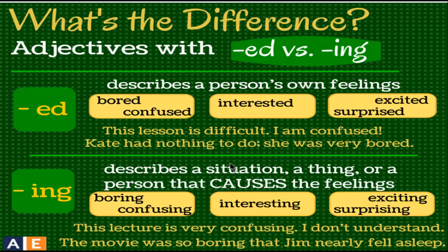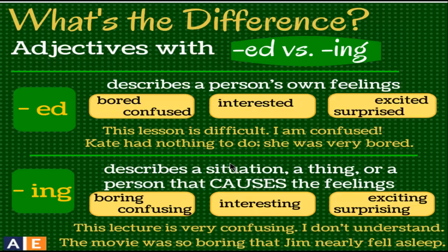So, what's the difference? As we said, adjectives with ed and adjectives with ing. Adjectives with ed describe a person's own feelings, like bored, confused, interested, excited, surprised. This lesson is difficult. I am confused. Kate had nothing to do. She was very bored. But adjectives ending in ing describe a situation, a thing, or a person that causes the feeling. Boring, confusing, interesting, exciting, surprising, etc. This lecture is very confusing. I don't understand. The movie was so boring that Jim nearly fell asleep.